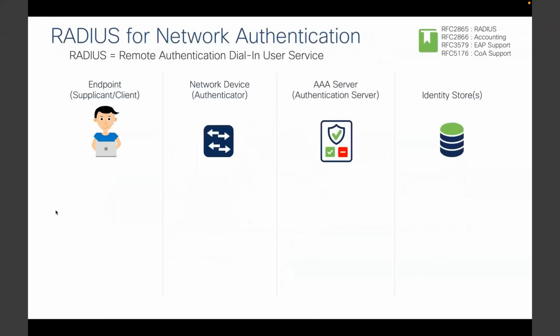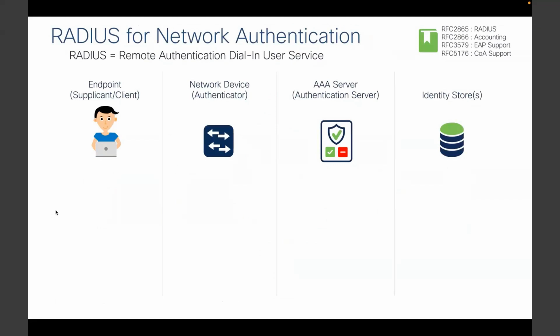But for network authentication, we use a protocol called Radius, the Remote Authentication Dial-In User Service. And this goes way back to the 1990s, right? This protocol is probably older than some of you on this call today. So we have the RFCs up there that talk about Radius if you want to see all the different capabilities and how it's evolved over the years.